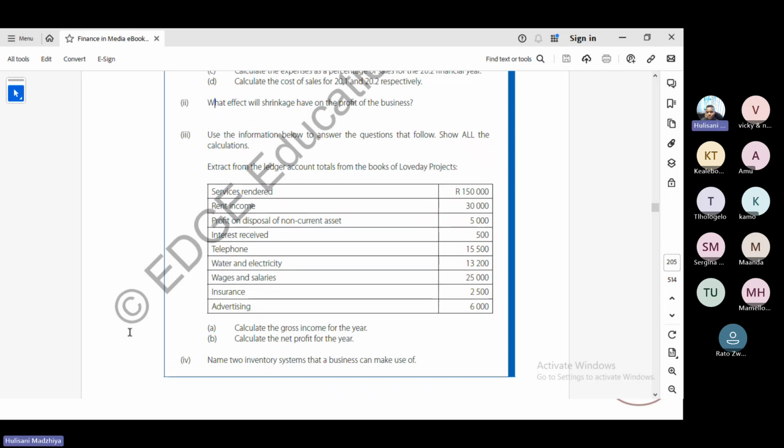And then lastly, name the inventory system that a business can make use of. We talked about periodic and we also talked about perpetual. So those are the 2 types of inventory system that you can work around.